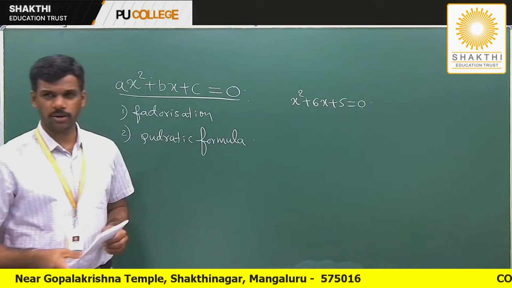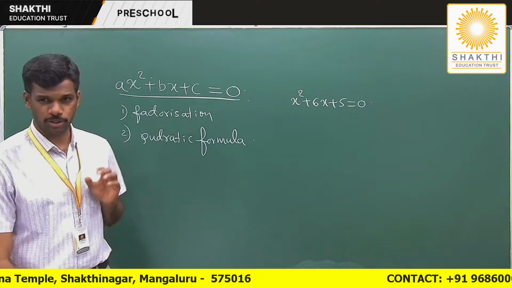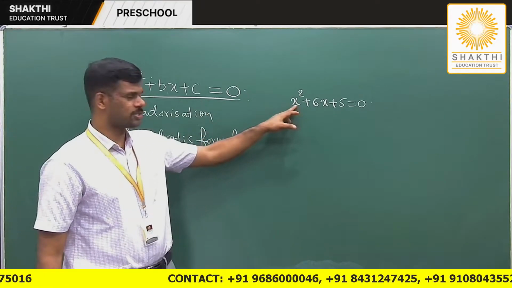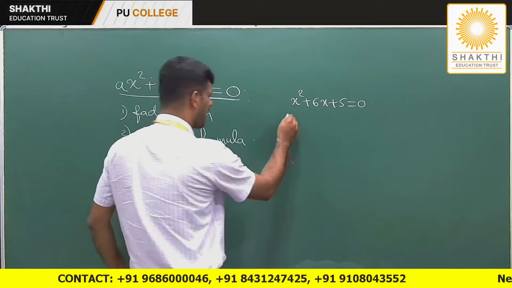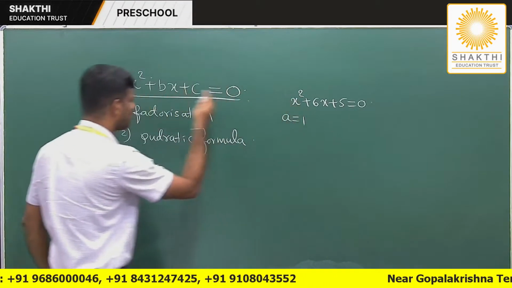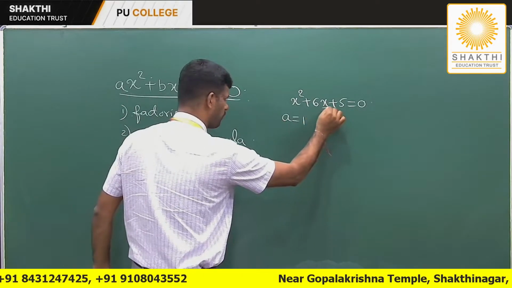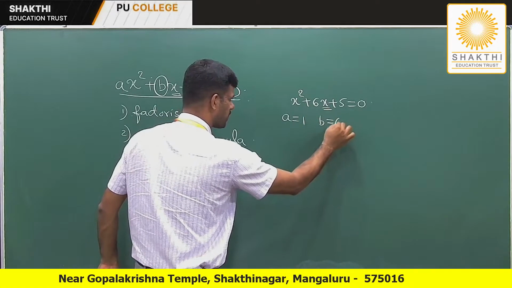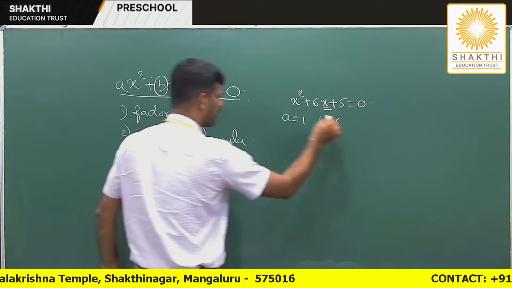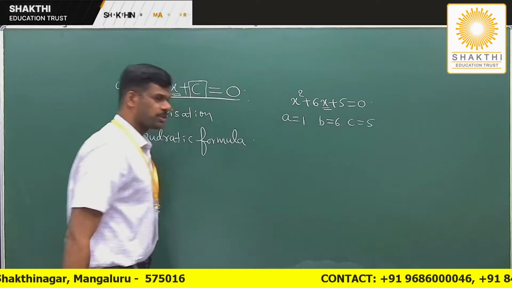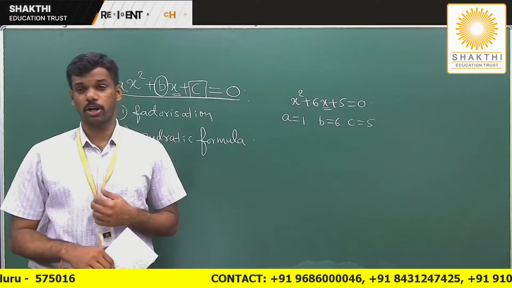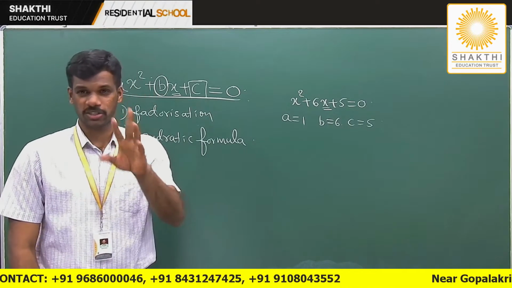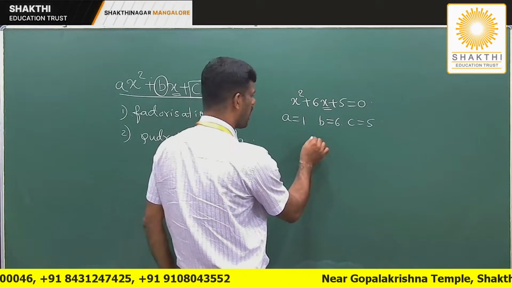Can I say this is a quadratic equation? Yes, absolutely. If I compare with ax square, in place of x square I have x square, so a is equal to 1 because there is nothing written in place of a. In place of b I have 6, so b is equal to 6, and in place of c, c is equal to 5. So it is very clear how to go with the terminologies. a is equal to 1, b is equal to 6 and c is equal to 5. Hope this is clear.